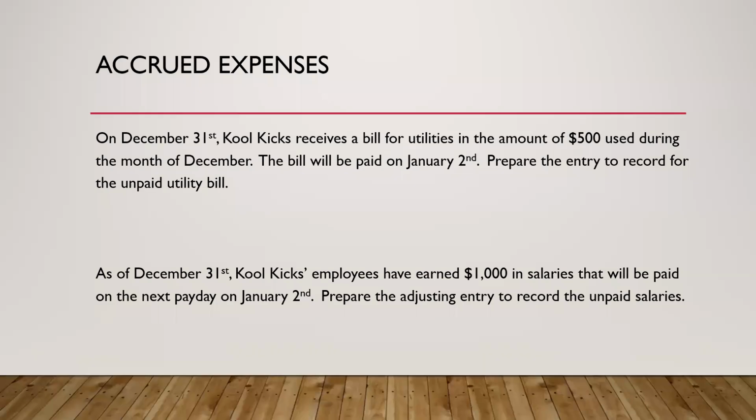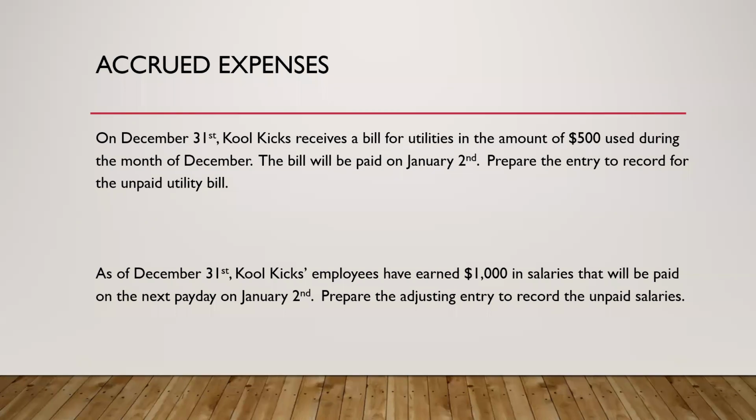Welcome to the virtual classroom, where this time we'll be looking at the second half of adjusting entries. In the last adjusting entries video, we saw prepaids and unearned revenues, where cash had already happened and now we needed to make an adjusting entry to show that we had earned that revenue or that we had received the benefit of the expense.